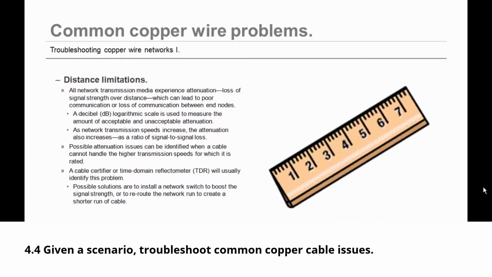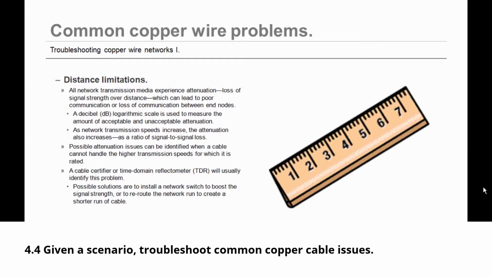All copper wire networks have distance limitations. And by that, all network transmission media experience attenuation, which is a loss of signal strength over distance. This can lead to poor communication or loss of communication between end nodes. A decibel logarithmic scale is used to measure the amount of acceptable and unacceptable attenuation. As network transmission speeds increase, the attenuation also increases as a ratio of signal to signal loss. Possible attenuation issues can be identified when a cable cannot handle the higher transmission speeds for which it is rated.